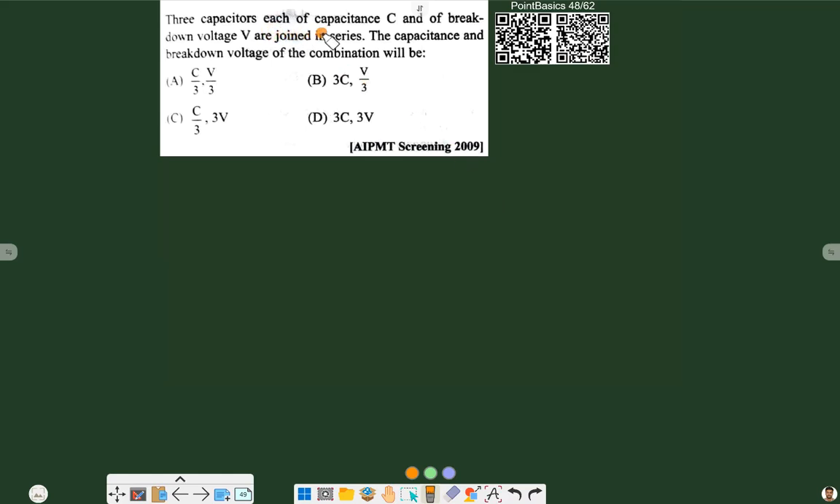Three capacitors, each of capacitance C and of breakdown voltage V, are joined in series. The capacitance and the breakdown voltage of the combination will be. So we have three capacitors, each of capacitance C, all of these are in series, C, C, C, and each has a breakdown voltage V. Now let's leave the breakdown voltage and only talk about the capacitance.